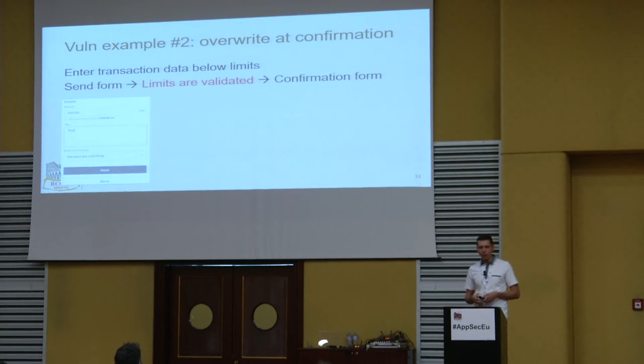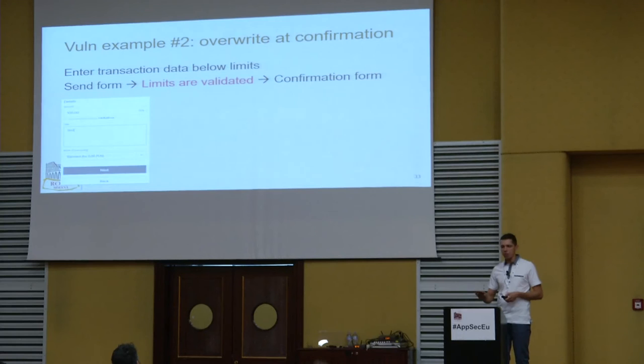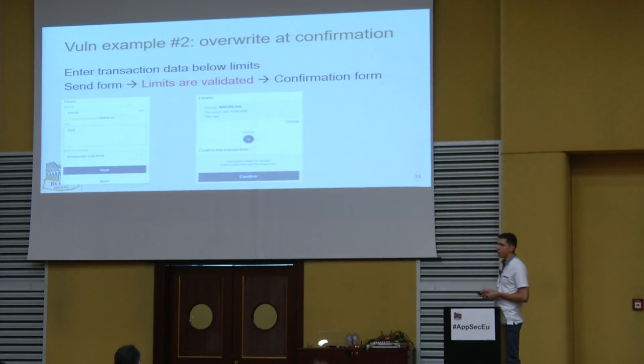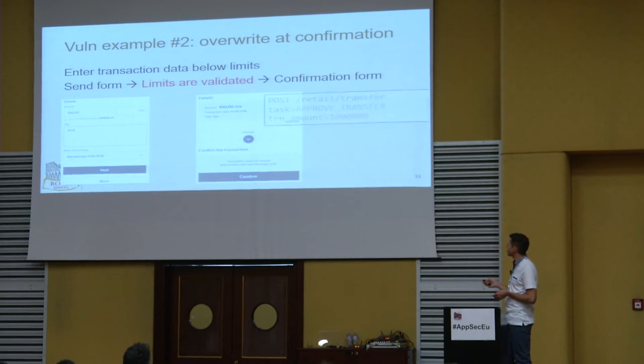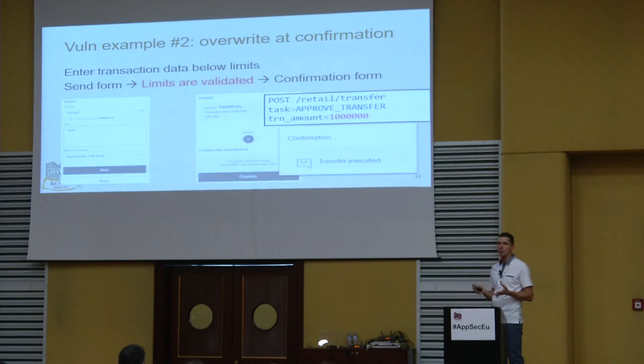Another example is a case of bad business logic. Let's imagine that we are doing a transaction below limits. On the server side, limits are validated, and then we have some kind of confirmation form. Can you tell me what is wrong with this process? The problem is that the limits are validated between those steps, and not at the very end. So if we find some bug that lets us add some parameters at this stage, like this, then we can increase the transaction amount and completely bypass the safeguards. And this is also a real-world example.